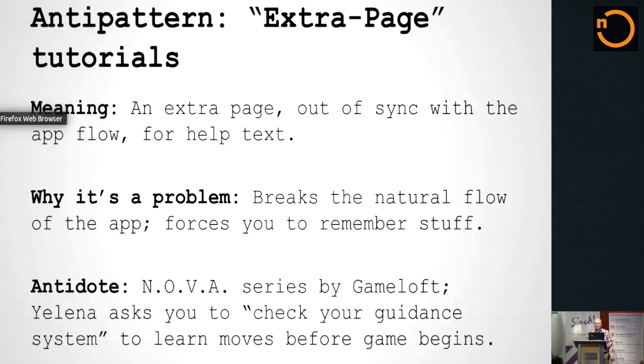But what he pointed out here is that in the Nova series by Gameloft, you have an AI assistant who asks you to check your guidance systems before you start the game. This actually gives you a chance to try out all of the game moves and various things before you start the game. And it's more or less in real time, right? So at any point in certain games you can bring up a contextual, interactive dialogue where you're again learning what you need to do.